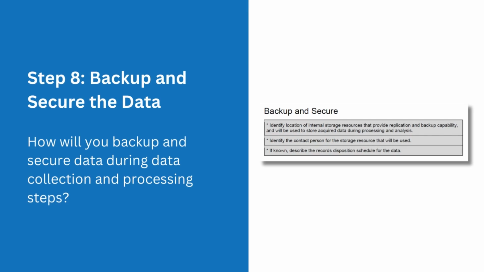How will you back up and secure your data during data collection and processing steps? Image of a section from the USGS Data Management Plan checklist. The title is Backup and Secure, and there are 3 items in a table below it. All 3 items in the table are starred and have a gray background color. The first item is identify location of internal storage resources that provide replication and backup capability and will be used to store acquired data during processing and analysis. The second item is identify the contact person for the storage resource that will be used. The third item is, if known, describe the record's disposition schedule for the data.